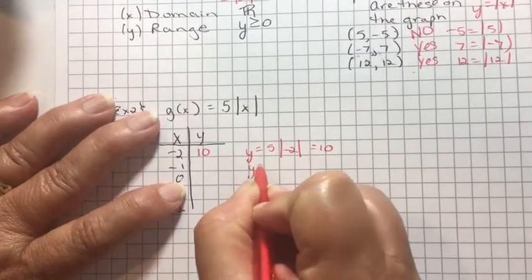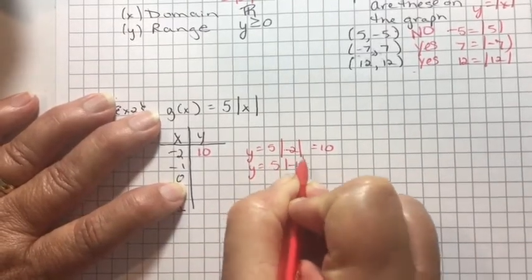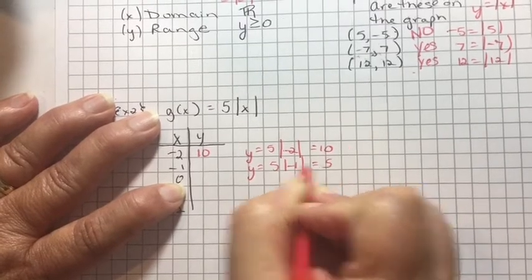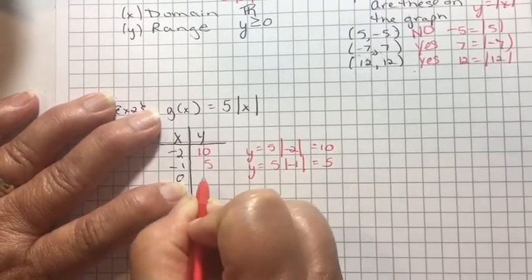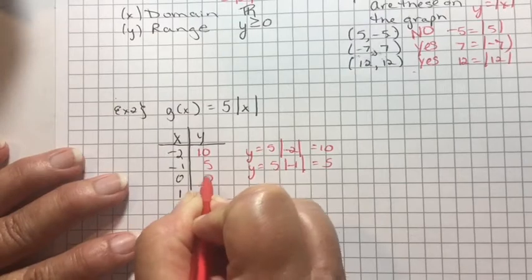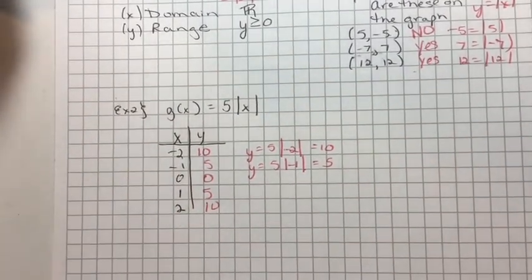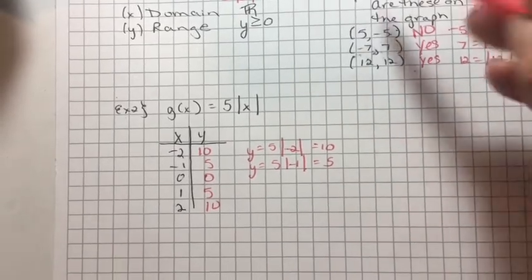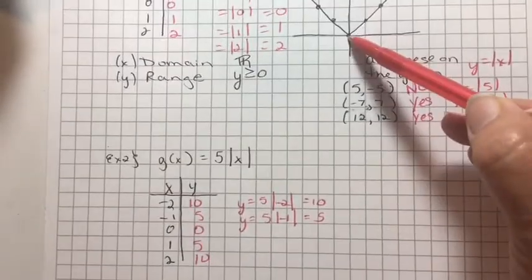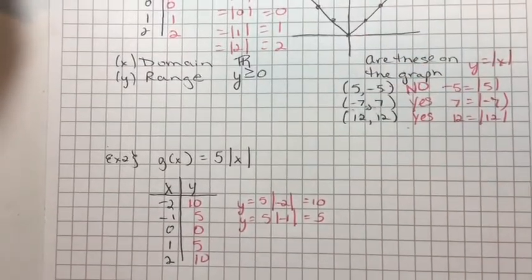Okay, this one would have been 5 times the absolute value of -1. 5 times 1 is 5. This would have been 5 times 0. Much like the parabola, it is going to kind of just duplicate once you get to this bottom part, which is also called the vertex.